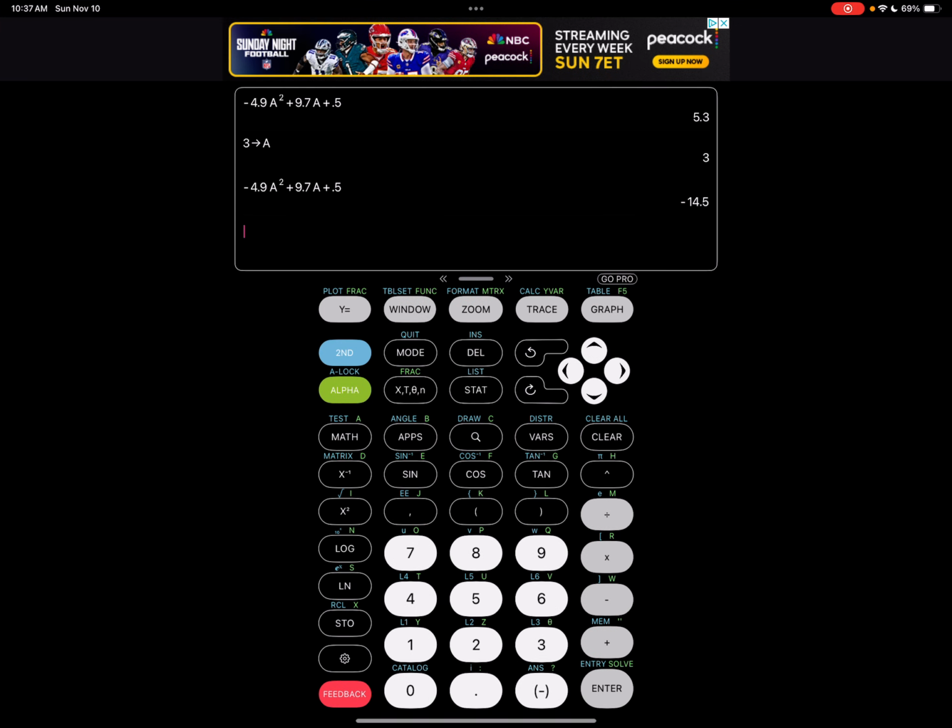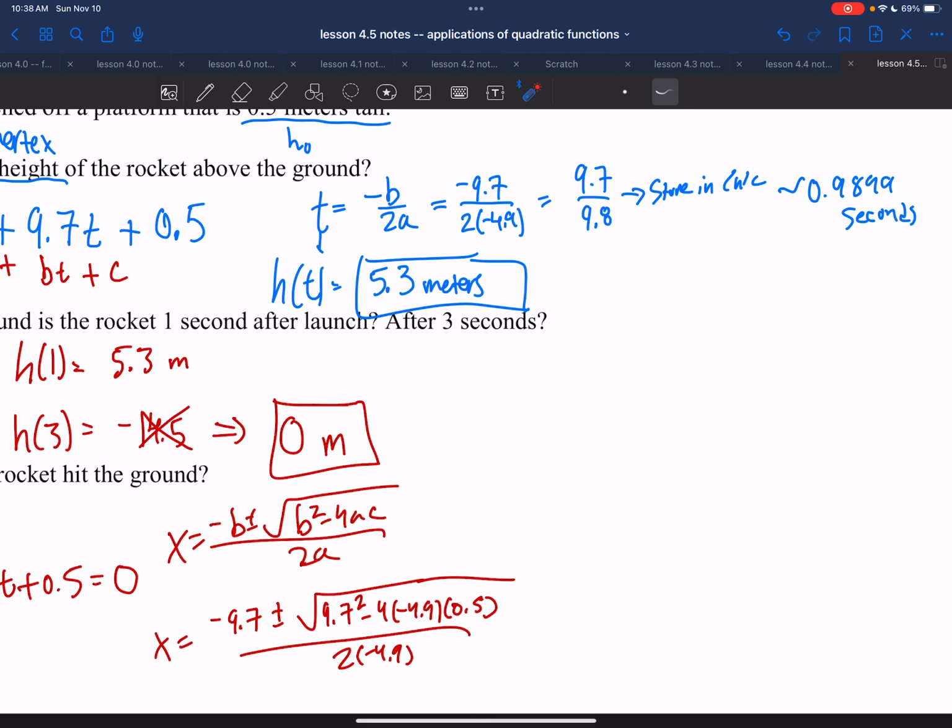So try not to take eons to do this. Negative 9.7 plus square root of 9.7 squared minus 4 times negative 4.9 times 0.5 all over 2 times negative 4.9. Enter. Yes. Okay, so I get negative 0.05. Okay, so that's my first answer here. So one answer I get is that this equals negative 0.05.